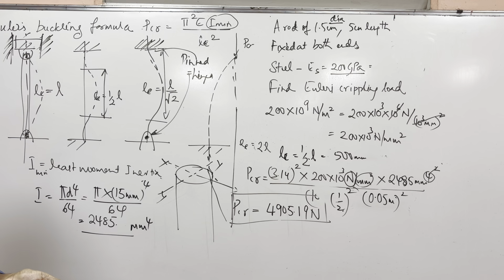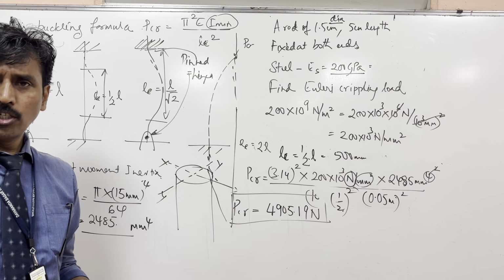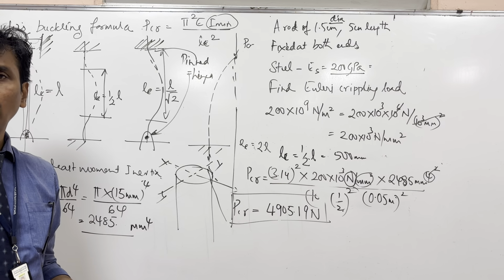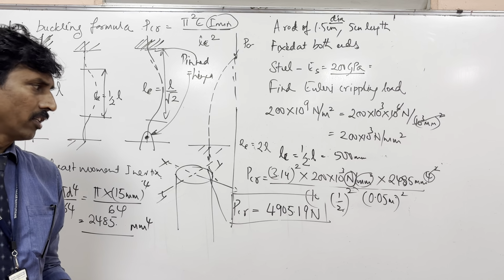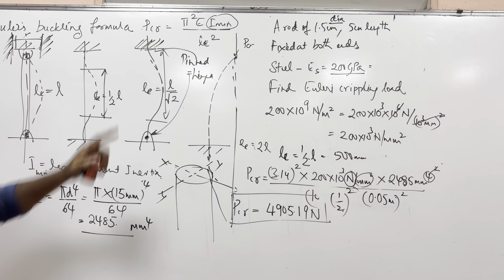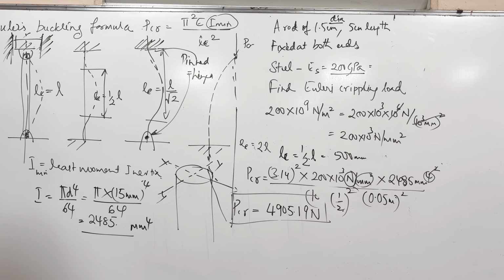So how long? We will see that it refers to LE by K ratios, which is the slenderness ratio, which depends on the material, whether it is steel or aluminum or copper. We will see that in the next class. So this is how you should use the Euler's formula.